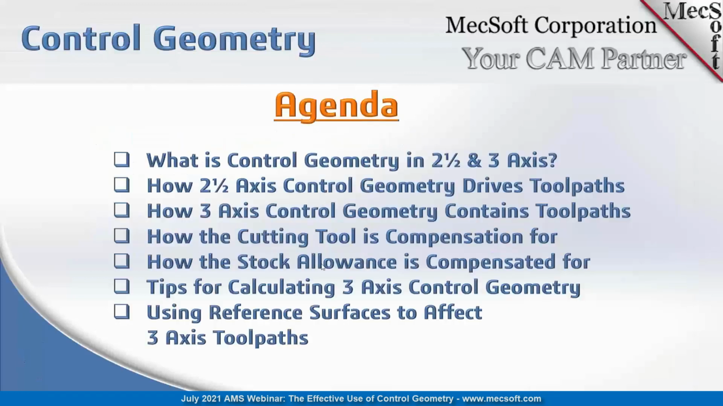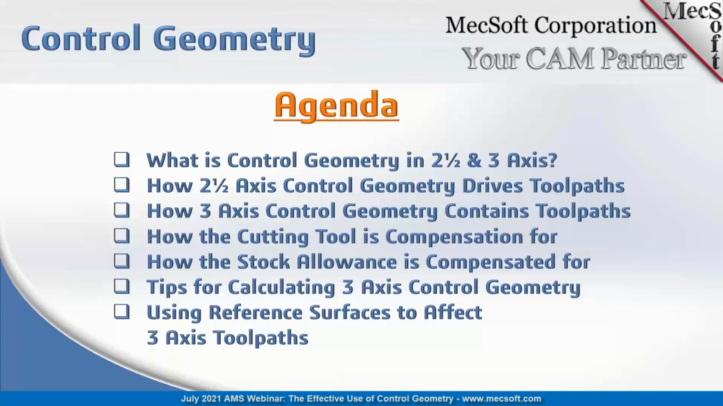Okay, let's keep going. What's our agenda today? Control geometry. What is control geometry? We're going to cover that, as well as what it means to you in 2.5 and 3-axis machining. We're going to talk about how 2.5-axis control geometry drives your toolpaths, and how 3-axis control geometry contains your toolpaths. Control geometry is used in two different ways in 2.5-axis and 3-axis methods.